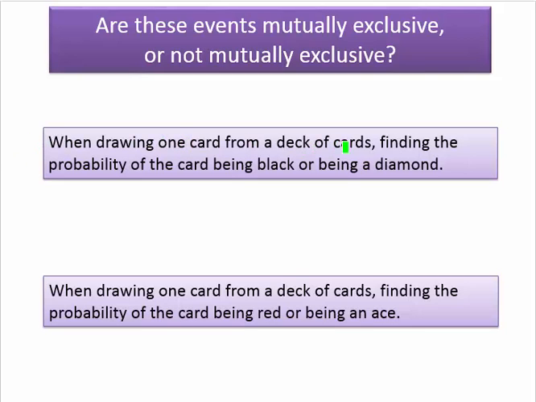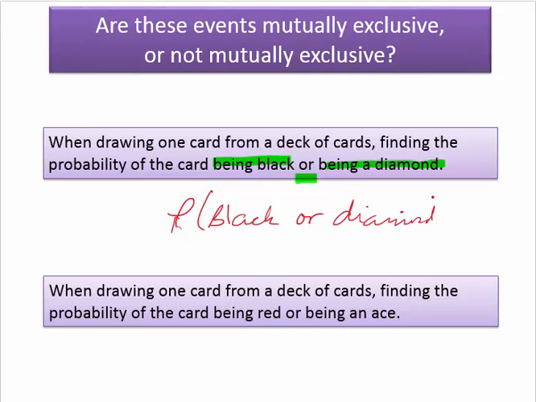When drawing one card from a deck of cards, find the probability of the card being black or being a diamond. Well, those are exclusive of each other because there's no black card that's a diamond, so you can do that problem really easy. It's simply the probability of black or diamond would just be the probability of black plus the probability of being a diamond, because they have nothing to do with each other. There's no diamonds that are black.